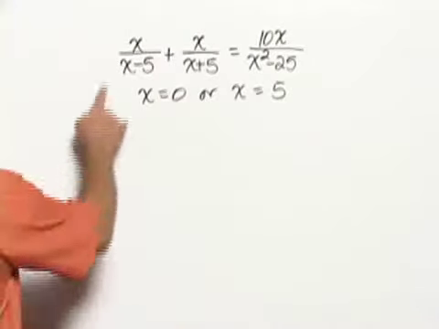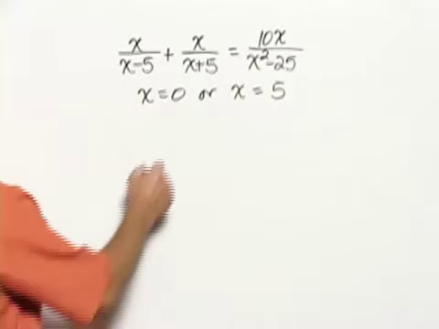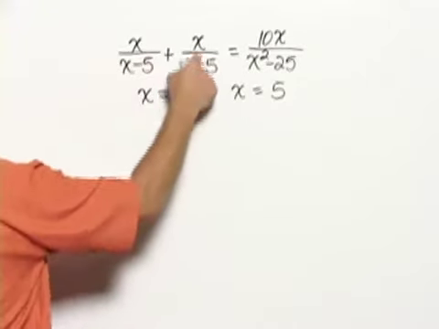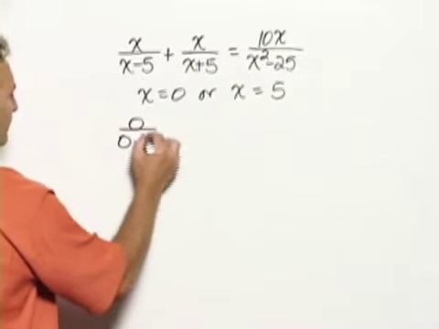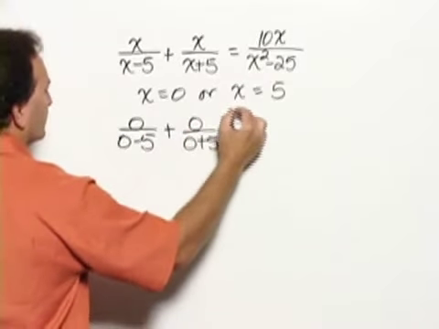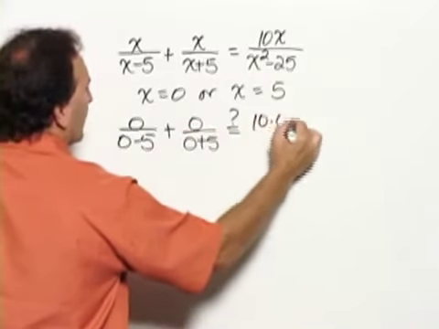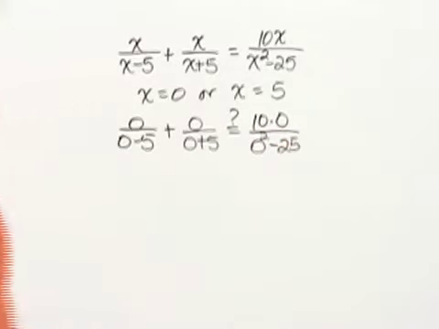So here we have the original equation. We want to check x equals 0. We also want to check x equals 5. Substitute 0 in place of each x. So we would have 0 over 0 minus 5 plus 0 over 0 plus 5. Does that equal 10 times 0 over 0 squared minus 25?